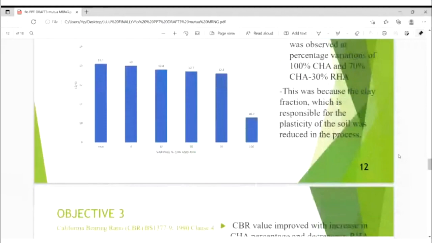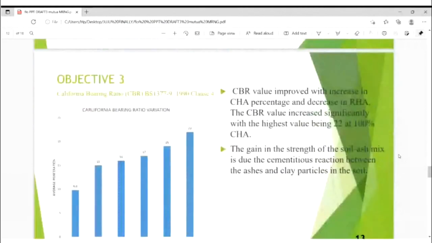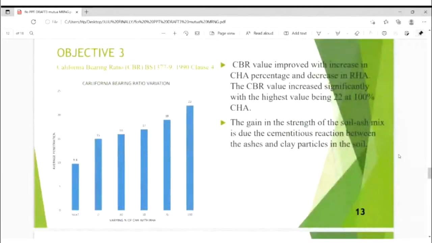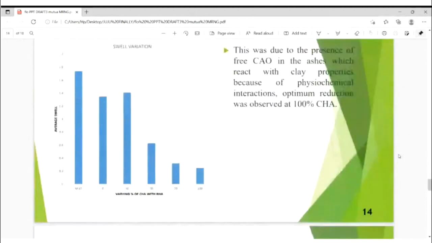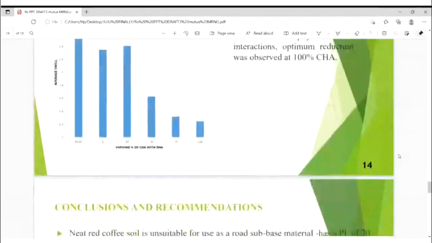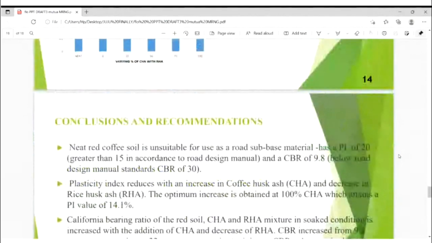We got to objective 3, California bearing ratio. So we found that the CBR of neat soil was 9.8 and it improved to a value of 22, but did not attain the standard. We got to the swell. Also, the swell reduced significantly. We got to the conclusions and recommendations.